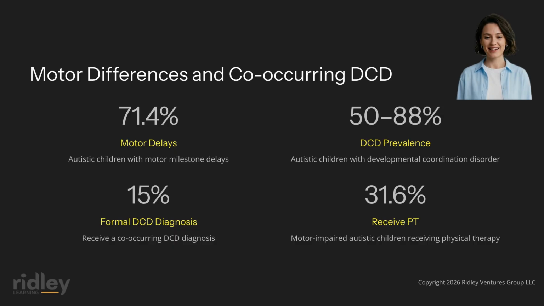The clinical signal is clear. Motor difference is a near universal feature of autism in childhood. It's strongly linked to social communication, cognitive, and language severity, and it's dramatically underidentified and underserved in contemporary United States rehabilitation practice.